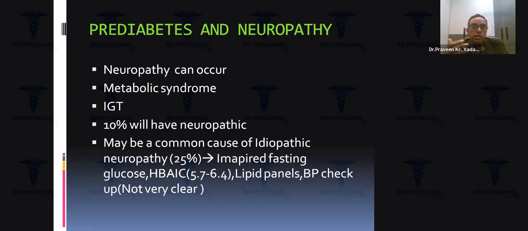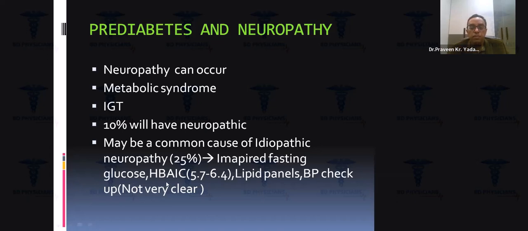So the neuropathy related to pre-diabetes is also very common, and it may be a very common cause of neuropathy apart from the overt diabetes, and it may be the commonest cause of idiopathic neuropathy. So we have a lot of patients in which the cause of neuropathy is not known. And in these patients, pre-diabetes is one of the commonest causes of neuropathy.